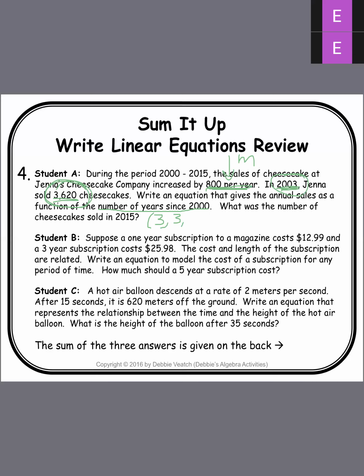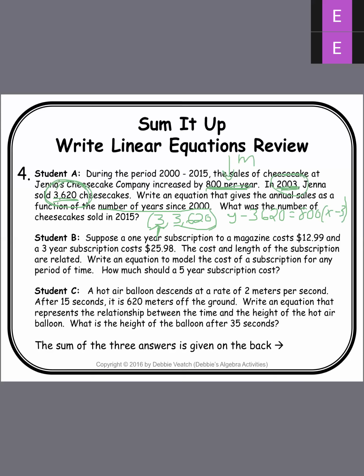So in other words, 3 years since 2000, the sales were 3,620. So that's the point that I'm going to use. And then remember, my slope was 800 per year. So using point slope form, y minus y1 equals m, 800, times x minus x1. So that's just x minus 3. Okay, so now I have an equation.